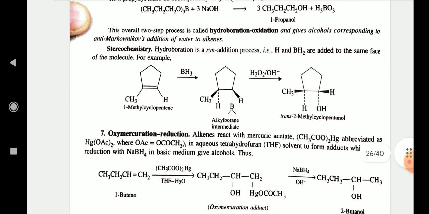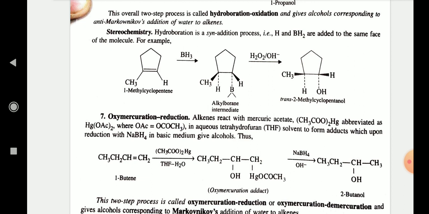This overall two-step process is called hydroboration oxidation and gives alcohol corresponding to anti-Markovnikov's addition of water to alkenes. Stereochemistry: hydroboration is a syn addition process, that is, hydrogen and BH2 are added to the same face of the molecule.